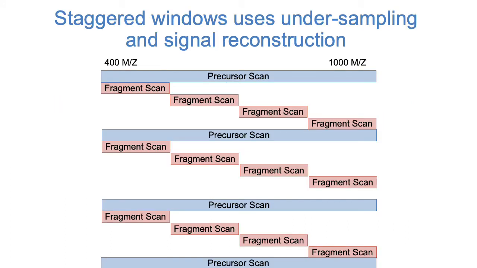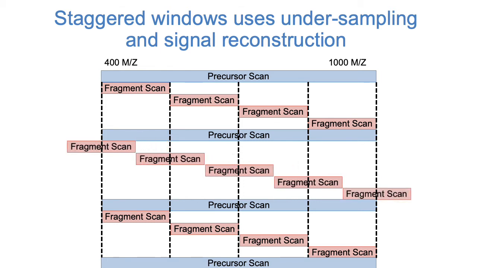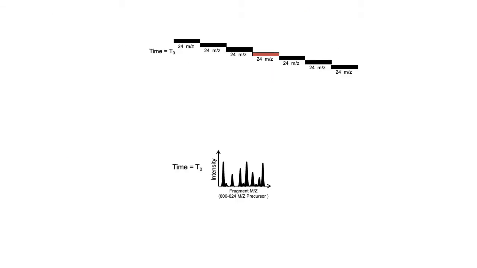While we can't actually collect spectra faster, we can use undersampling math to make it seem as if we were. So considering the normal window boundaries here, we can stagger every other cycle by 50% using a technique called compressed sensing. Let me give you a feeling for how that works. Let's consider this 600 to 624 MZ fragmentation spectrum from a 24 MZ wide window experiment, and then consider the previous and next scans from the previous and next cycles.